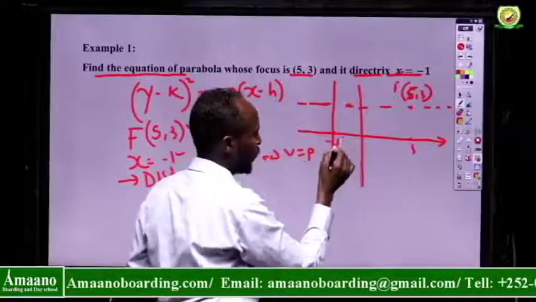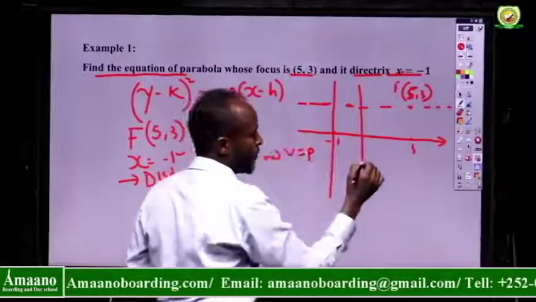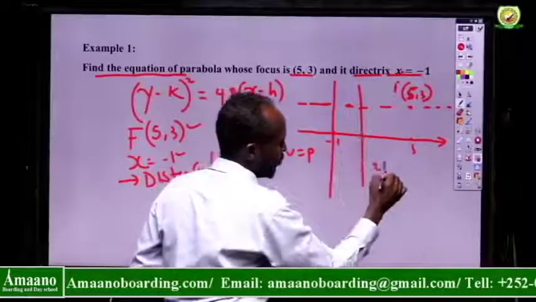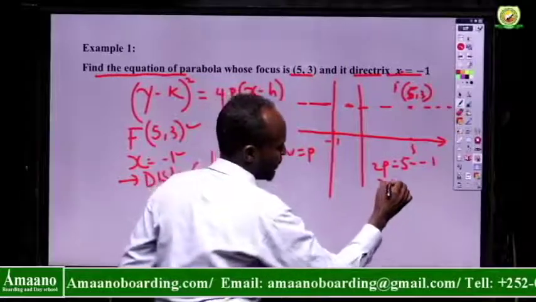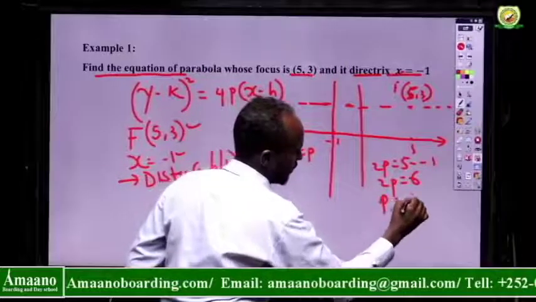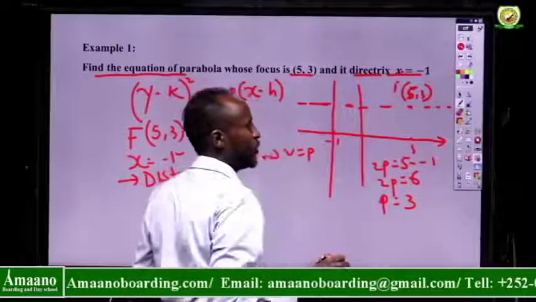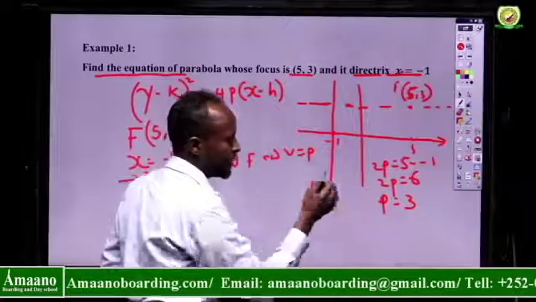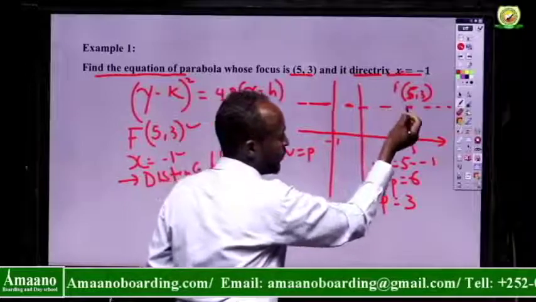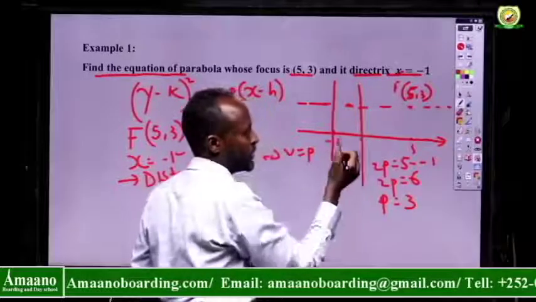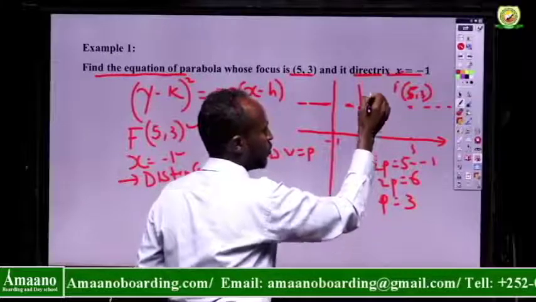Let us find the change of x from the directrix to the focus. X is 5 and here x is -1. Therefore, the value of 2p is 5 minus -1. Therefore, 2p is the same as 6. The value of p is 3 because this 2p comes from the distance between the directrix and the focus. Therefore, the value of p is 3. If p is 3, the vertex will go 3 units left side of the focus. Therefore, 5 minus 3 is 2. Therefore, somewhere here is 2, 3.